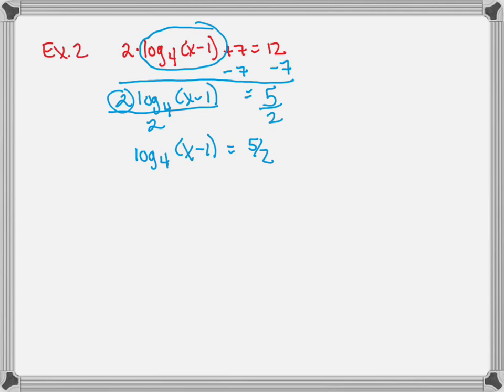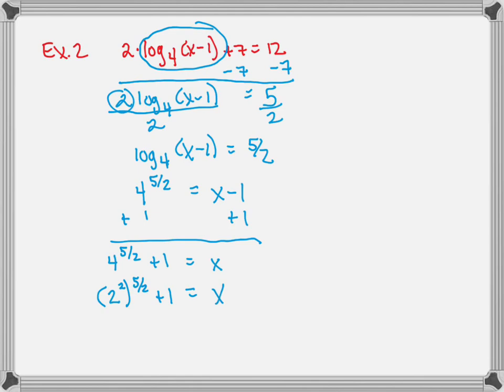Now that the log expression is isolated, I will rewrite this in exponential form as 4 to the 5/2 power equals x minus 1. We'll get x by itself by adding 1 to both sides, so x equals 4 to the 5/2 power plus 1. I can write 4 as 2 squared, so 2 squared to the 5/2 power plus 1, or 2 to the 5th plus 1. 2 to the 5th is 32. 32 plus 1 is 33, and that is potentially my solution, but remember, we need to check our solution.